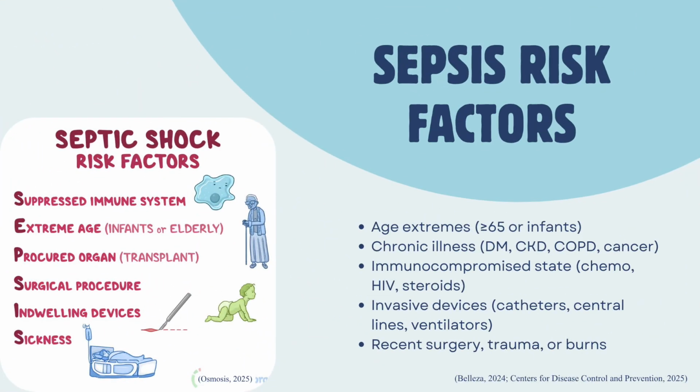Several factors increase a patient's risk for developing sepsis. These include extremes of age, such as patients over 65 years old or infants, as well as individuals with chronic illnesses like diabetes, chronic kidney disease, COPD, or cancer. Patients who are immunocompromised, including those receiving chemotherapy, living with HIV, or taking long-term steroids, are also at higher risk. In addition, the presence of invasive devices such as urinary catheters, central lines, or mechanical ventilation can increase infection risk. Recent surgery, trauma, or burn injuries further elevate the likelihood of developing sepsis due to disruption of normal protective barriers.